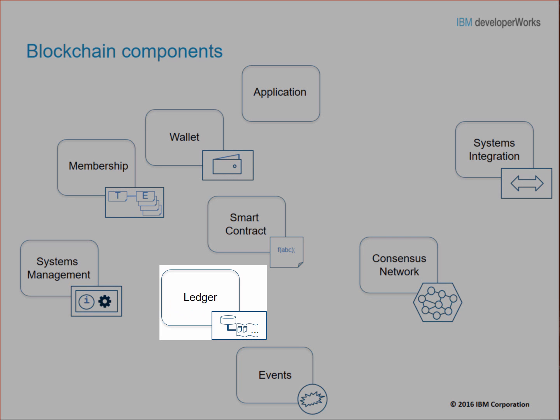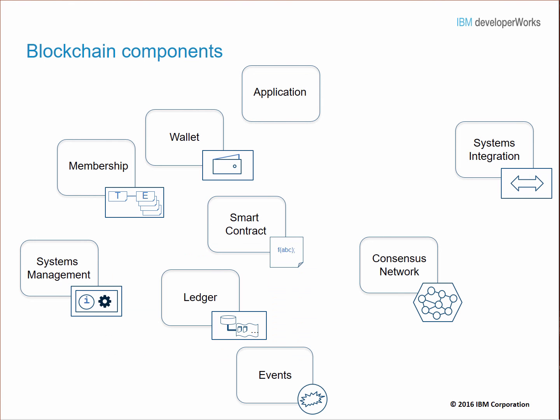So the ledger contains a blockchain of invoked transactions, and it also contains a state known as world state. World state is simply a collection of variables that reflect the results of the previously invoked transactions. So at any given point in time, world state reflects the state of the ledger after all the transactions up to that point in time have been invoked.